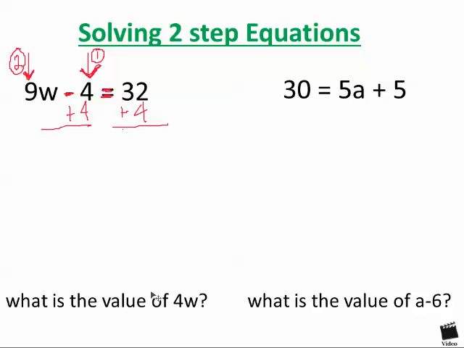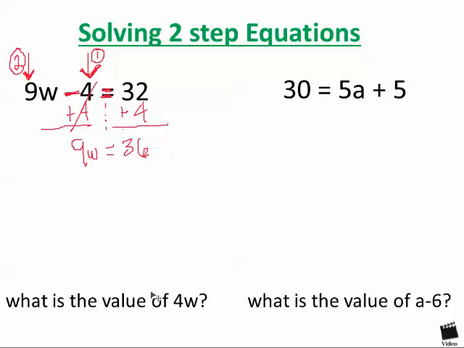When I do that, 32 and 4 gives me 36. My -4 and my +4 goes to 0. And what I have left on this side is 9W. Notice that that equal sign just falls straight down. It's still right there in between them. And now I know that 9W equals 36.